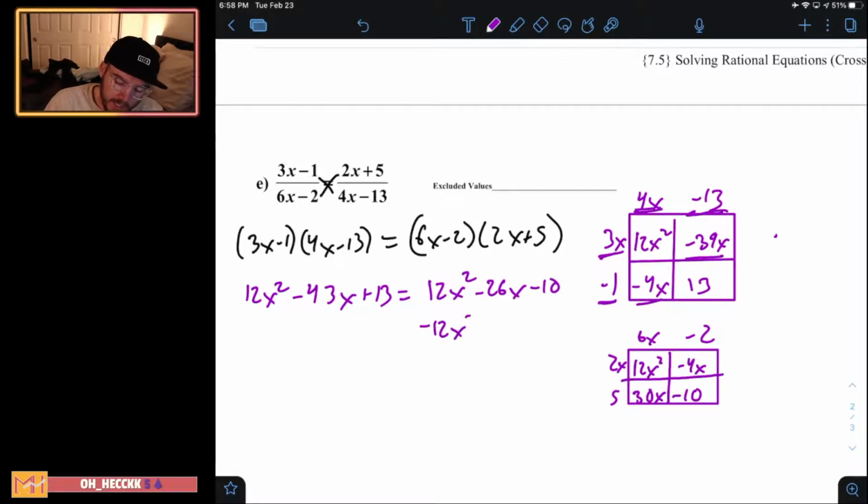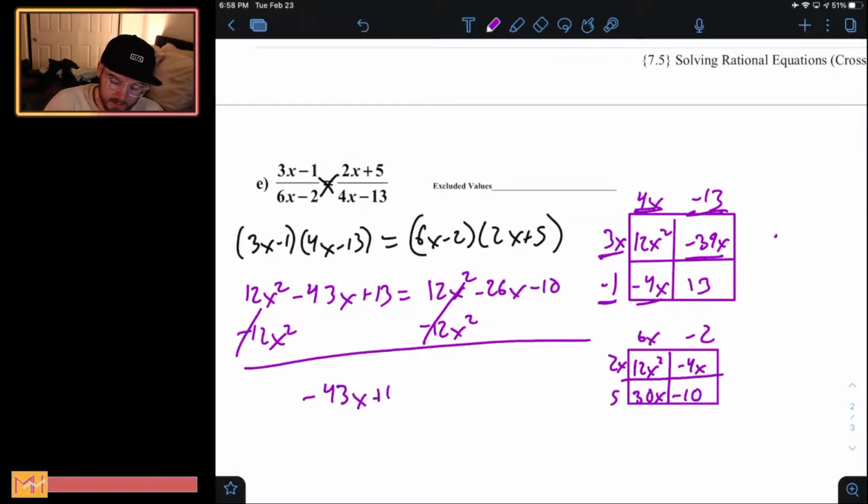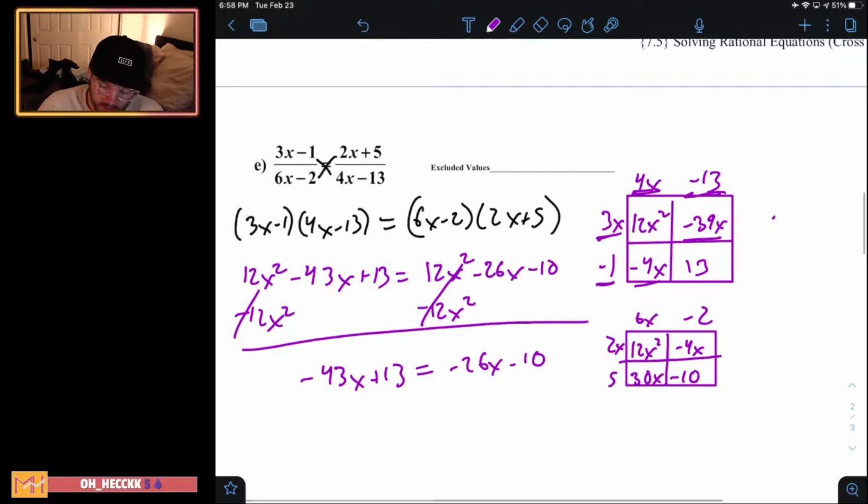So when I try to combine my like terms, when I try to combine the x squareds with the x squareds, they just end up canceling each other out, which is honestly nice. Because if the x squareds disappear, that means I'm not going to have to factor like we were in the previous two. We do need to continue combining our like terms, so I'll add the 26x.